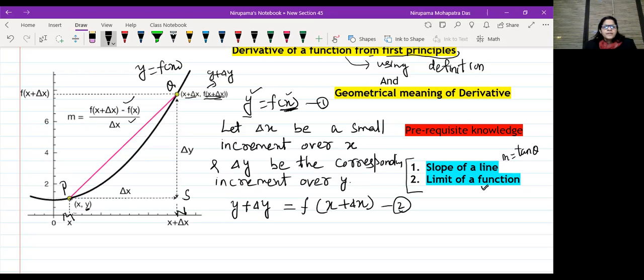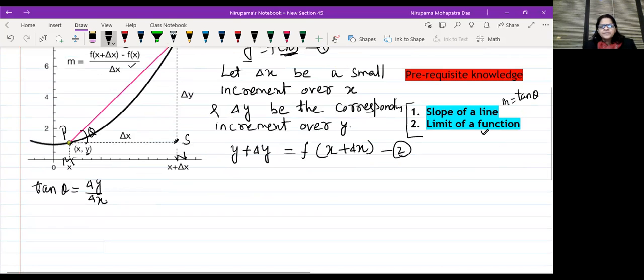Similarly, you can see QS equals QN minus SN. So you are getting this as delta y. So if you take this angle theta, you can have tan theta equal to delta y by delta x. Okay, so here you see, let's go to our definition.